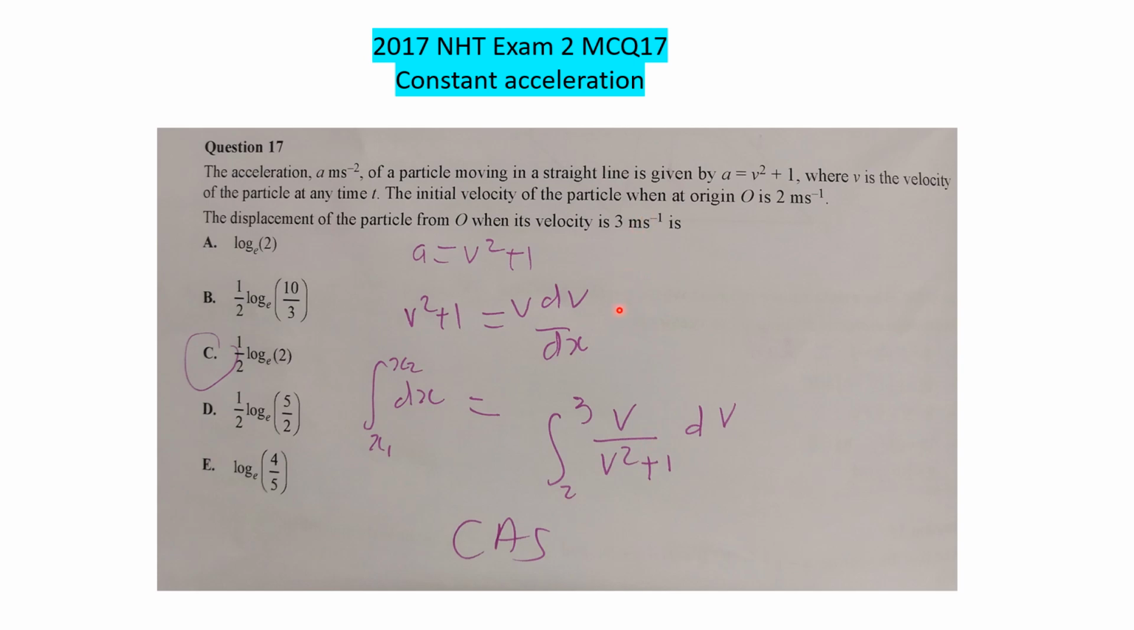So think about limits. Your v goes from 2 to 3, and then your x goes from x1 to x2. Okay? On the left hand side, if you integrate, you will get x, and then you sub in the limits x1 to x2, and that would be your displacement. So in this case here, you just have to evaluate that on your calculator to get your displacement.